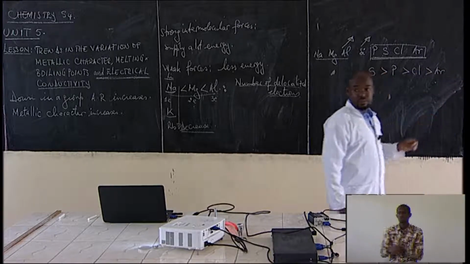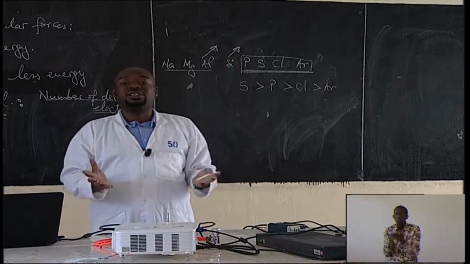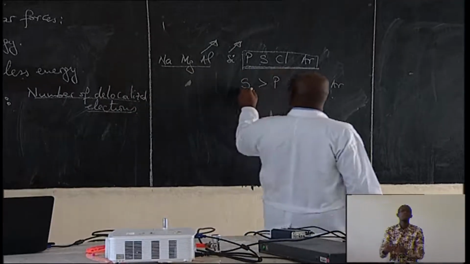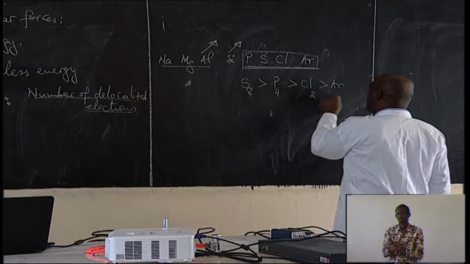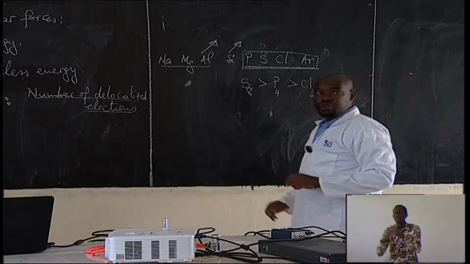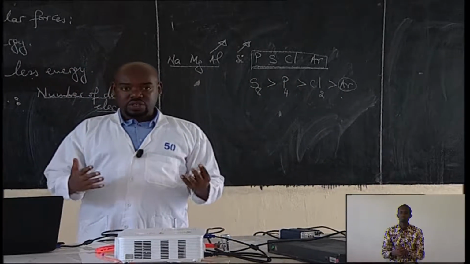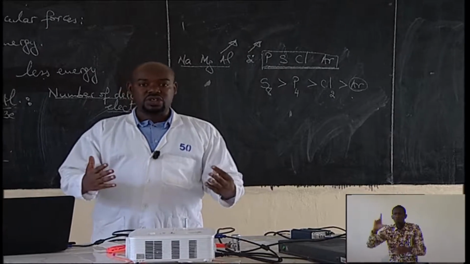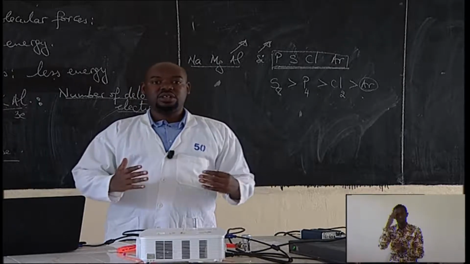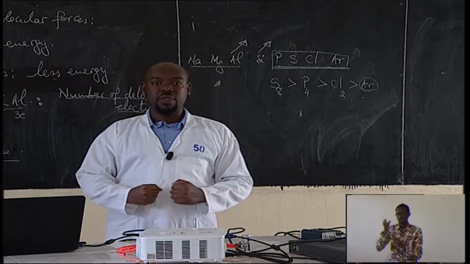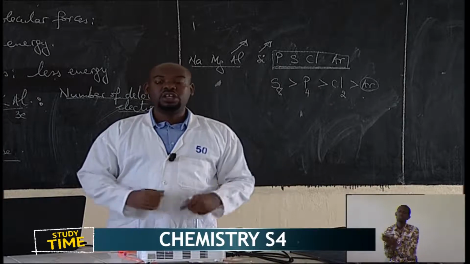Why is it like this? It's because sulfur has the biggest molecule. Its molecule has 8 atoms per molecule. Phosphorus has 4, chlorine has 2, and argon is monoatomic. So as the number of atoms per molecule increases, even the size of the molecule increases. And we know that as the size of a molecule increases, the intermolecular forces become stronger. And then it will require a lot of energy to melt or boil the substances.